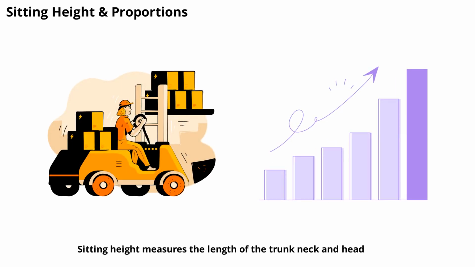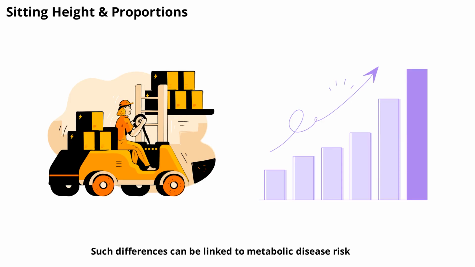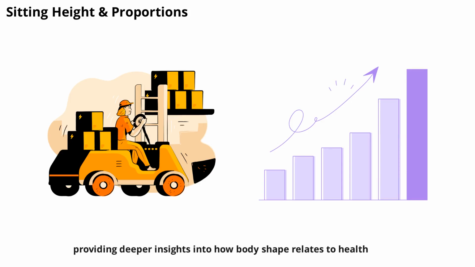Sitting height measures the length of the trunk, neck, and head. By subtracting sitting height from standing height, we estimate leg length and assess body proportionality. While not routine in public health, this ratio is valuable in research, as it reveals differences in upper and lower body growth. Such differences can be linked to metabolic disease risk, providing deeper insights into how body shape relates to health.